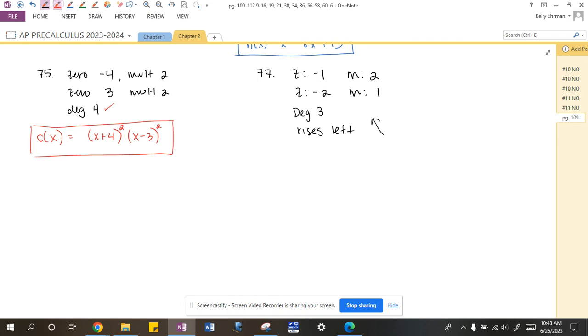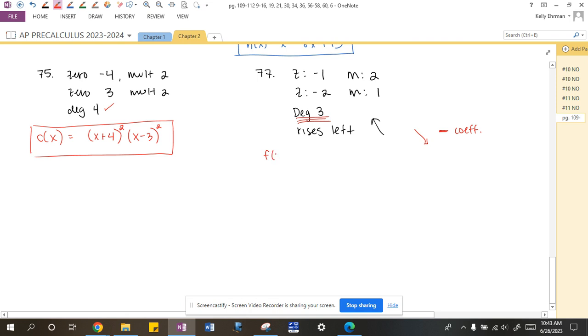It's degree 3, so I'm going to give myself some more information. If it has to rise on the left, it has to go down on the right. In order for it to go down on the right, I have to make sure I put a negative coefficient in front of that leading term.